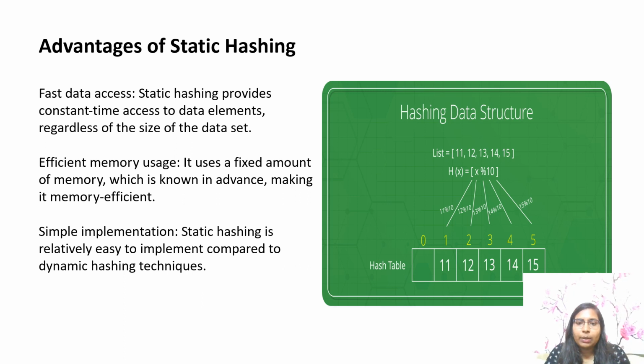Example: list is equal to 11, 12, 13, 14, 15 using hash function x modulus 10. So using a hash table which has 5 slots, 11 modulus 10 is 1, so it is placed in the first slot, and 12 modulus 10 is 2, so it is placed in the second slot, and 13 modulus 10 is 3, so it is placed in the third slot, and 14 modulus 10 is 4, so it is placed in the fourth slot, and 15 modulus 10 is 5, so it is placed in the fifth slot.